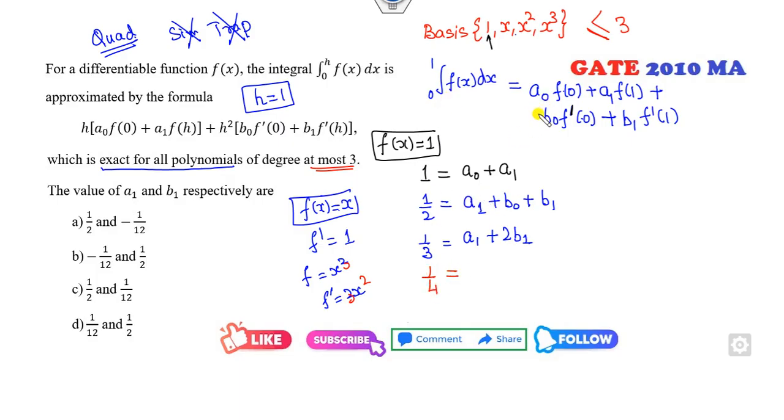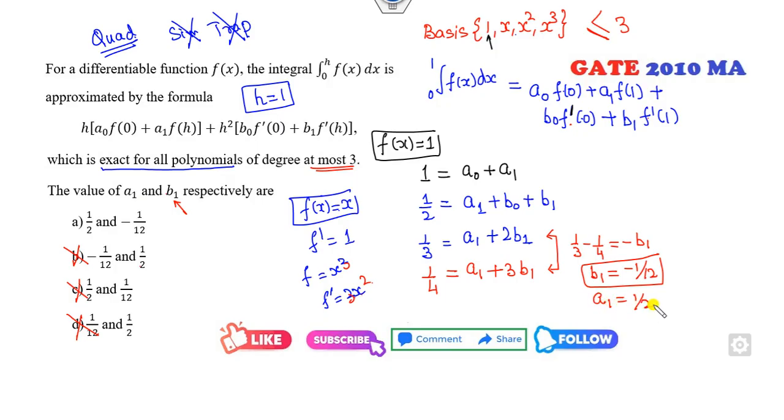F0 is 0. It is again a1. This value is 0. F dash is 3. So it's a1 plus 3b1. Fine. Now clearly I can solve. If I subtract them, 1 over 3 minus 1 over 4 is minus b1. So b1 will be minus 1 over 12. So you can see this number is my minus b1. So this option cancels, this option cancels, this option cancels. So if b1 is 1 over 12, I can substitute here. a1 will be 1 over 2.